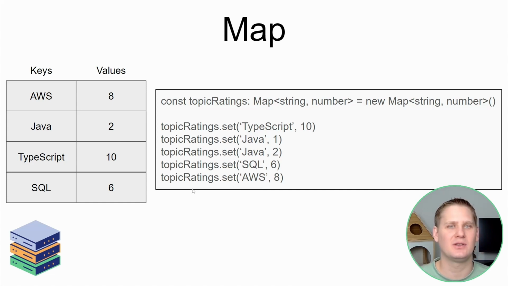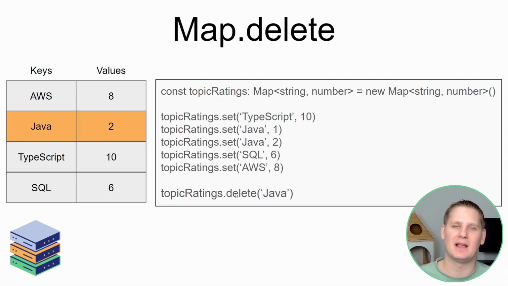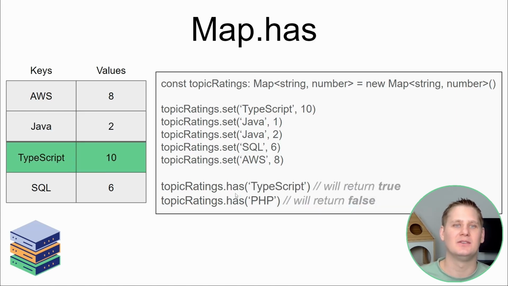To add entries to the map, you would use the set method and you'd provide it a key-value pair. To remove an entry from a map, you'd use the delete method and all you need to provide is the key. So in this case, we'll say topicRatings.delete Java, and now our map no longer has that entry. If you simply just want to see if a key exists, you can use map.has. So in this case, we'll say topicRatings.has TypeScript would return true since TypeScript is a key in our map. If we were instead to say .has PHP, this would return false as PHP does not exist in the map.